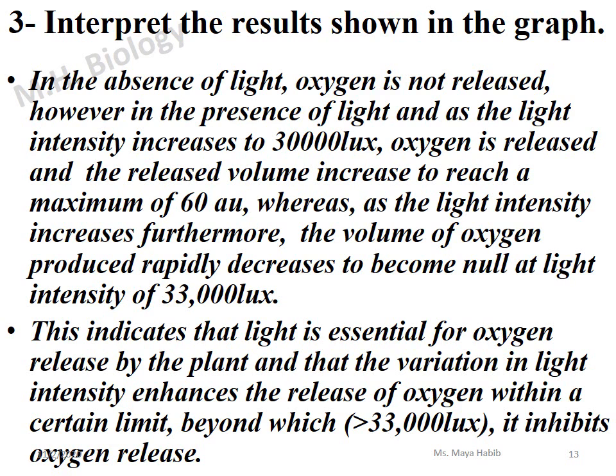But then, there is also a change in the results, as the light intensity increased more than 30,000 lux. So we say, whereas, as the light intensity increases furthermore, the volume of oxygen produced rapidly decreases to become null, at light intensity of 33,000 lux. Of course, such results prove two things. First, light is essential for oxygen release by the plant. Second, variation in light intensity enhances the release of oxygen but within a certain limit, such that beyond 33,000 lux, oxygen release is inhibited.